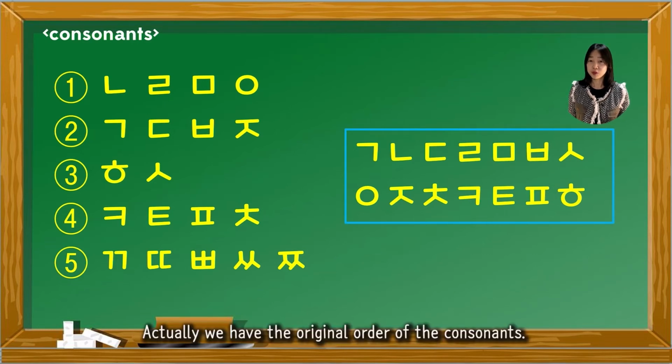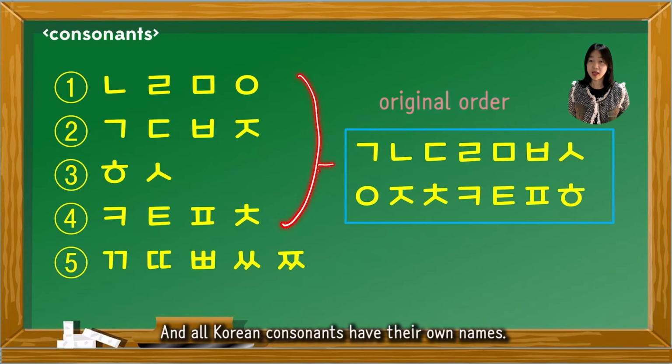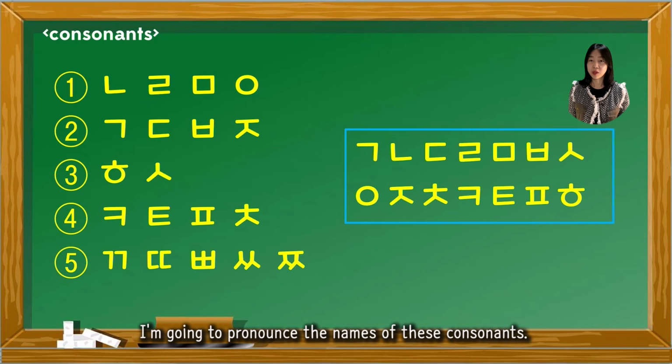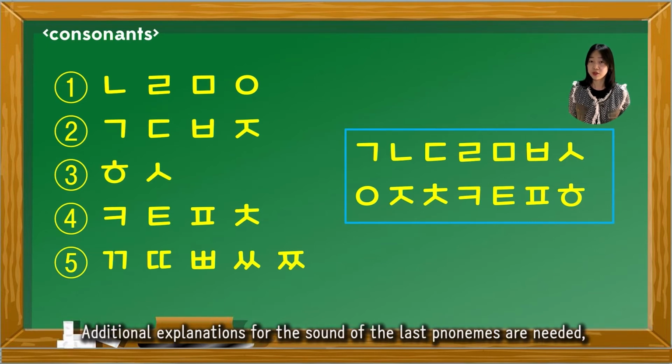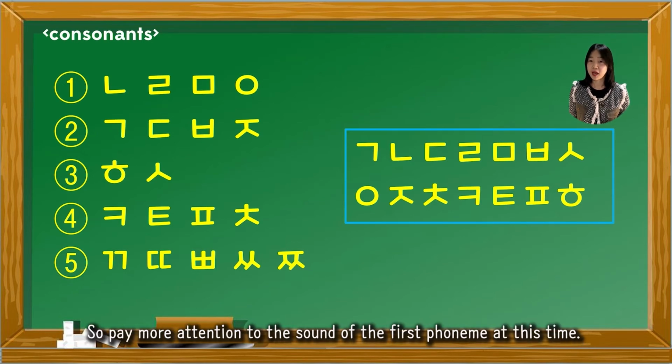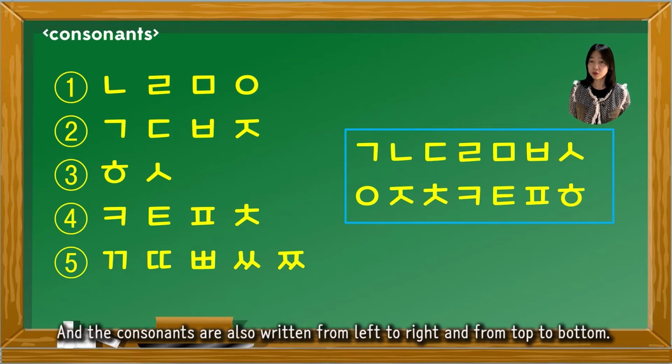Actually, we have the original order of the consonants, and all Korean consonants have their own names. I'm going to pronounce the names of these consonants. Both the first and the last phonemes of the names consist of the sounds of each letter. Additional explanations for the sound of the last phonemes are needed, so pay more attention to the sound of the first phoneme at this time. And the consonants are also written from left to right and from top to bottom.